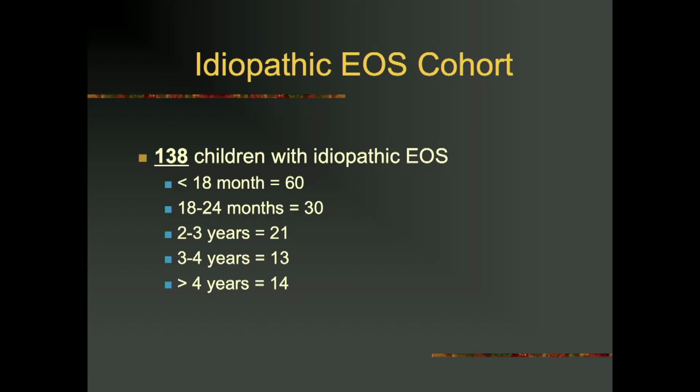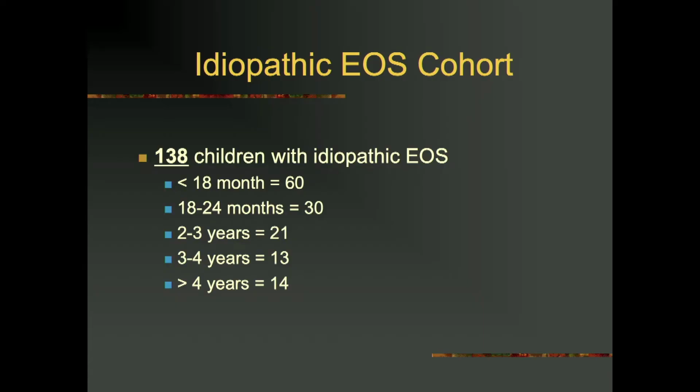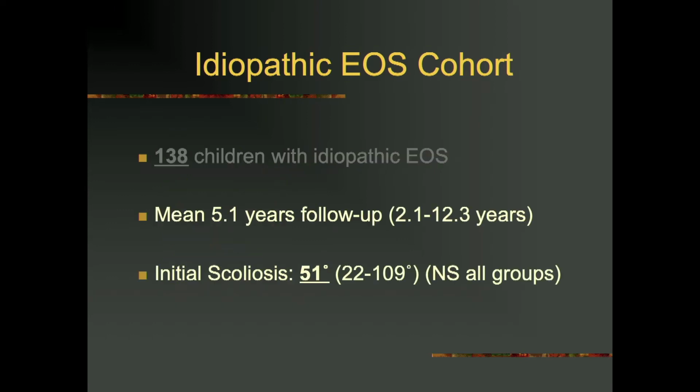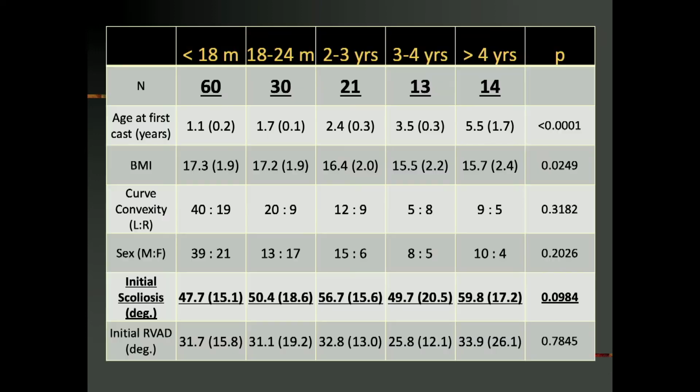It's the largest cohort so far, and now that I'm no longer in academics, I have to muster the energy to not go to the beach and write this up and try to get it published. But the bulk of these kids were less than 2 years of age at the initiation of casting. We had an average of 5 years of follow-up after cast treatment. Initial scoliosis was 51 degrees, and this slide is really just to show you that the initial scoliosis wasn't significantly different between these groups. There was a bit of a trend, but by and large, these kids had real scoliosis that was progressive, and these weren't very, very small curves that were going to get better on their own.